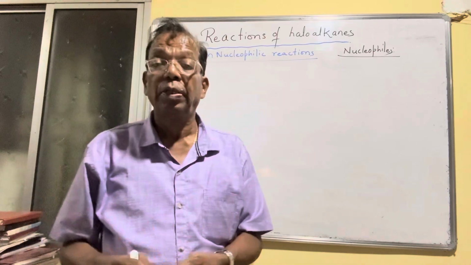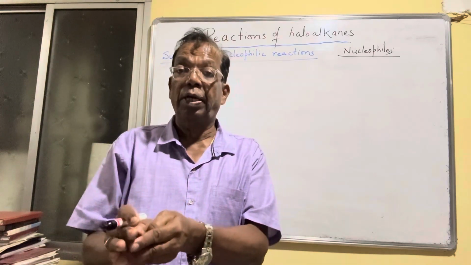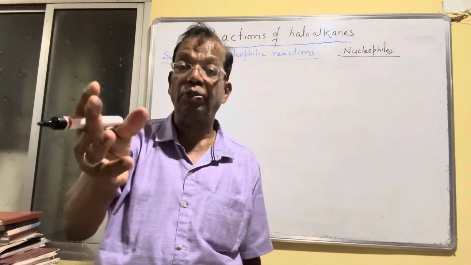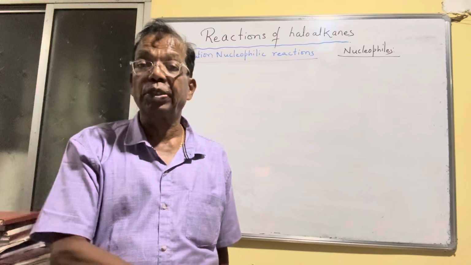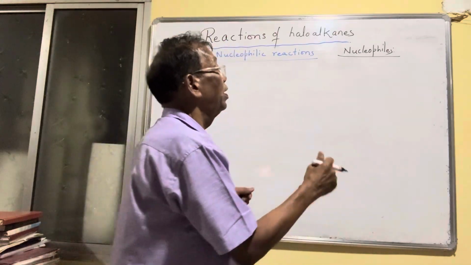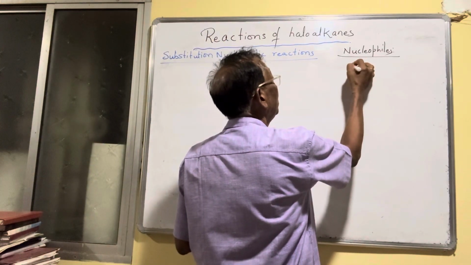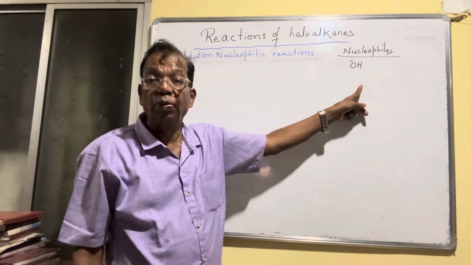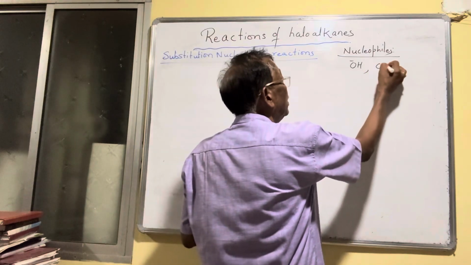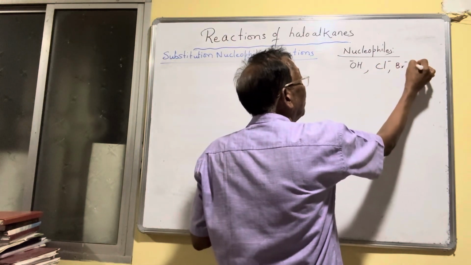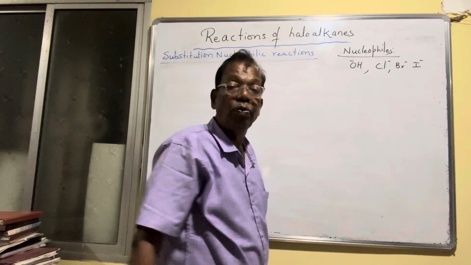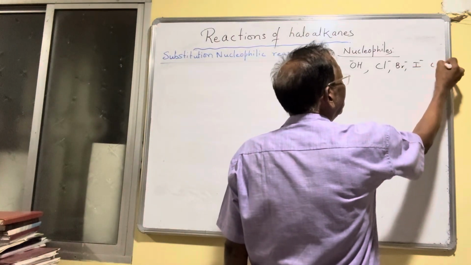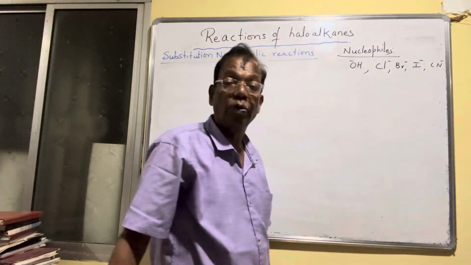I will explain to you now. Electrophiles have less electrons, therefore they carry positive charge. So please remember this way: positive charge means electrophile, negative charge means nucleophile. To make that clear, I will just explain to you. For example, if we have OH minus, this will be called a nucleophile. Cl minus, Br minus, I minus, all these are nucleophiles. Cyanide, CN minus, these are all called nucleophiles.